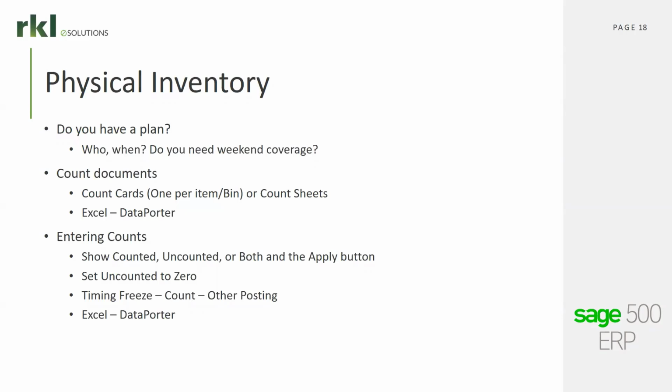So first off, you want to have a plan on what you're going to do, when you're going to do it, who's going to do the actual counting, and do you need weekend coverage? And that's, do you need weekend coverage from RKL to assist you with it? When you go in and create your original count batch, you get to filter it, determine what it is that you're going to count, whether you're going to do it by warehouse, by bins, you're going to do it for everything. It is one warehouse at a time when you're doing, at a minimum, one warehouse at a time.